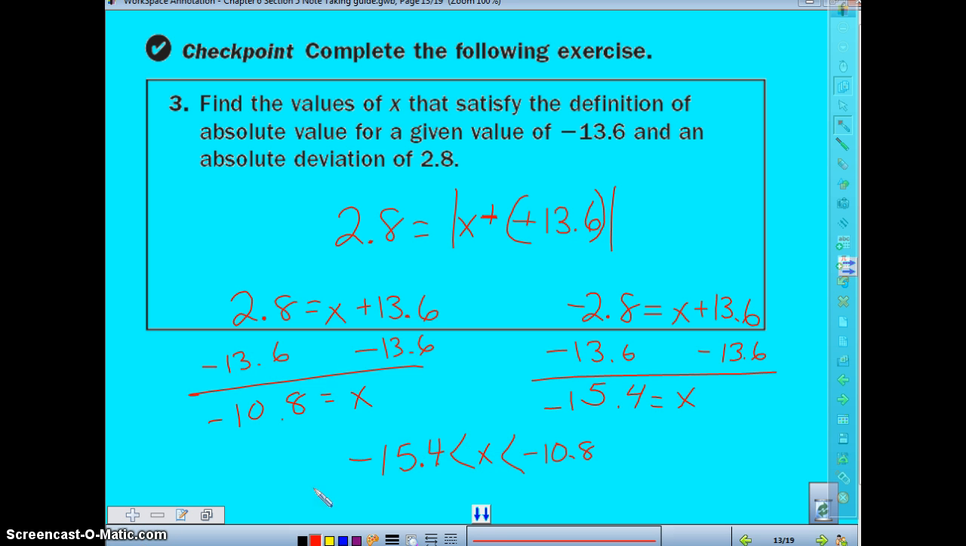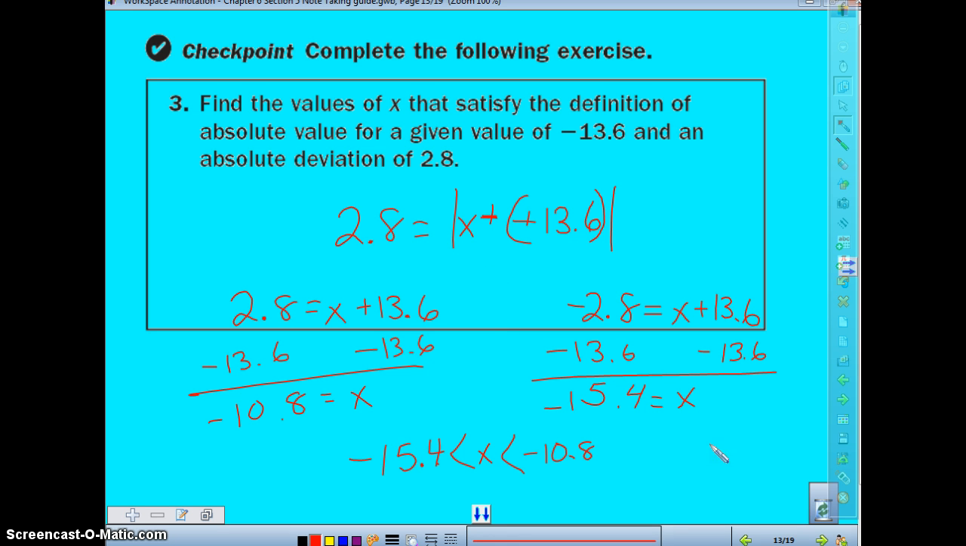Alright, so this is the way my answer came up right here. Negative 15.4 is less than x, and x is less than negative 10.8. So any value between these 2 points satisfies an absolute deviation of 2.8. If you wanted an absolute deviation of exactly 2.8, it would have to be exactly negative 10.8 and negative 15.4. But any answer between those are going to be within the absolute deviation.